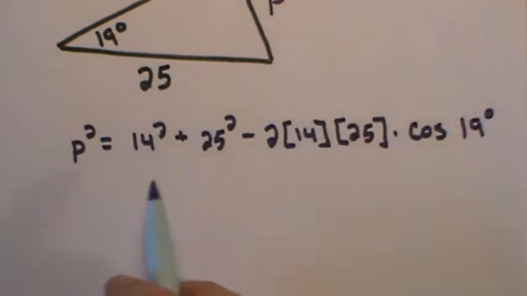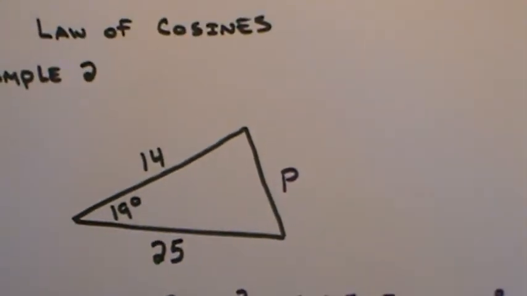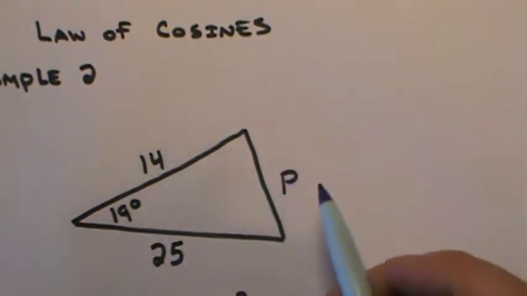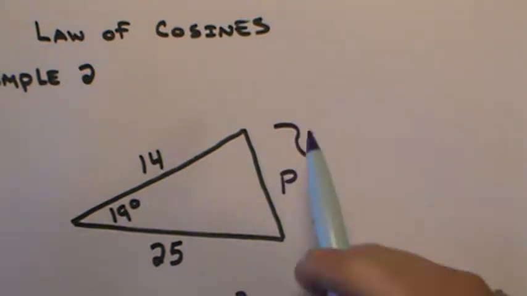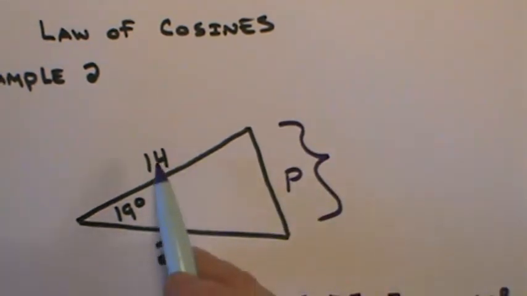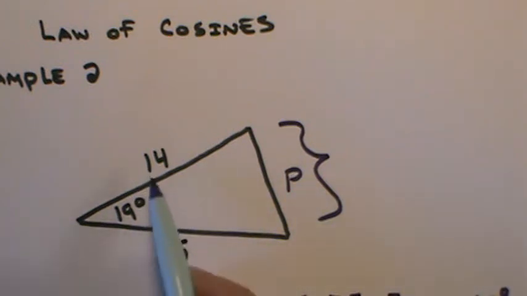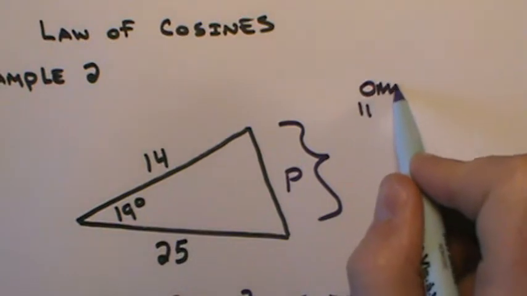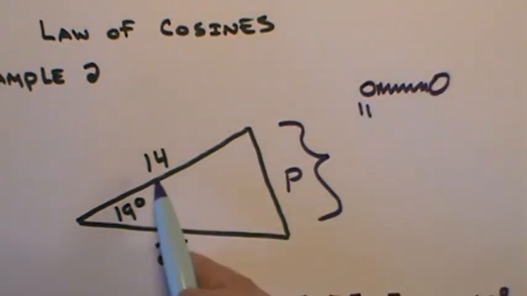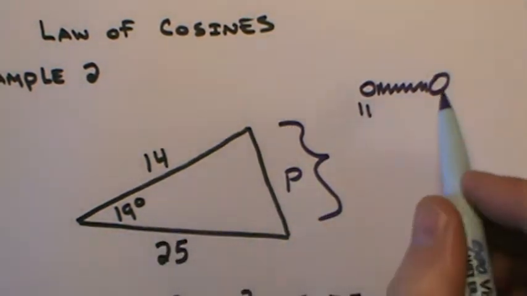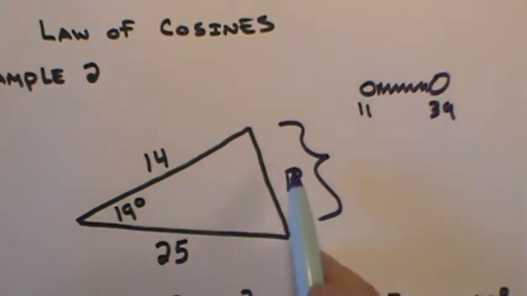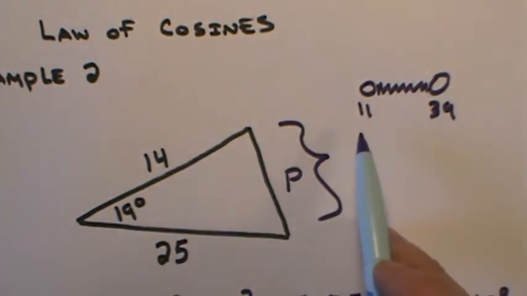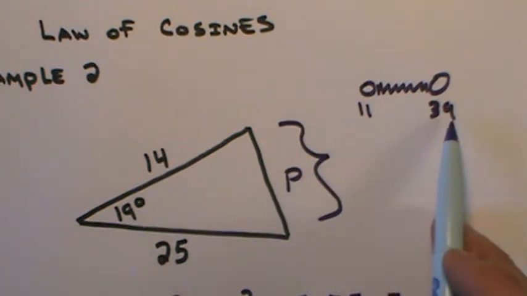Now to find this missing side, something I want to always go back to here, I know that the value for the length of side P has to fall somewhere in the range of the sum and difference of the two known sides. So we'll start with a difference. 25 minus 14 is 11. And then I'll add it. 25 plus 14 is 39. This third side has to be a value somewhere between 11 and 39.